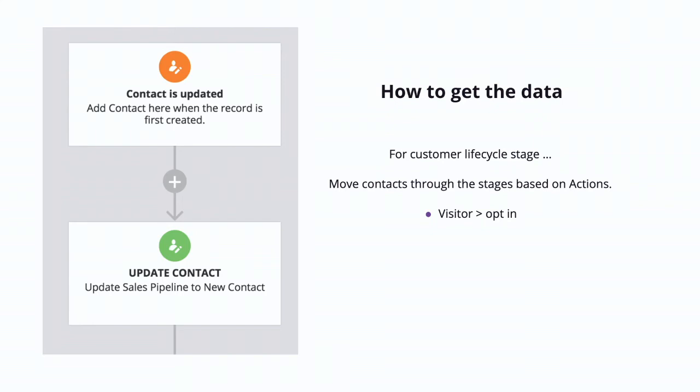We want to make sure that we automatically set each new opt-in's stage to the appropriate spot. So in this case, we created something called the sales pipeline. And we've got a trigger that says add contact here when the record is first created. So every new contact. And then we'll update that drop-down field to say new contact, right? They're in our database. Boom. So now they'll show up in the first column that says new contact.